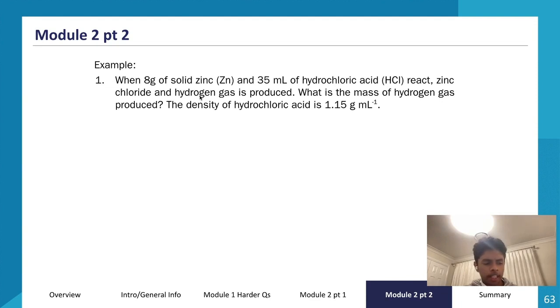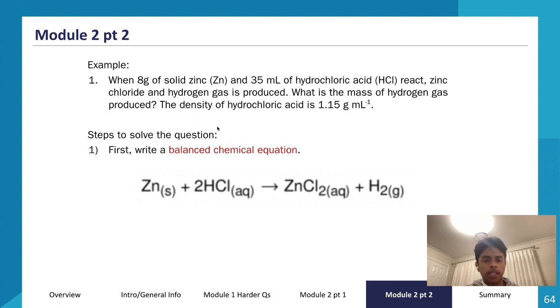What's the first step? The first step for any type of calculation question, which you should make a habit going forward, is to always write a balanced chemical equation. So we have zinc plus HCl goes into zinc chloride plus hydrogen gas. To balance that, we put a 2 in front of HCl. Now let's count to see if it's balanced. How many zincs are on both sides? 1 and 1, so equal. How many hydrogens? 2 and 2, equal. How many chlorines? 2 HCl gives 2 Cl, and ZnCl2 has 2 Cl, so 2 chlorines on both sides. It's balanced. So that's the balanced chemical equation.